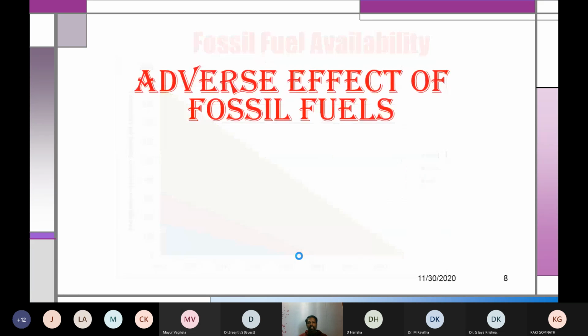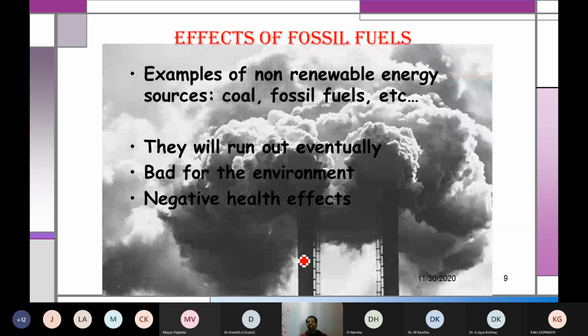Then the next one: even if fossil fuels are available, still they'll be creating a lot of issues. So the first one is with their availability. Availability also is an issue. The second one is, even if they are available, there are a lot of issues with fossil fuels. And the first thing is pollution. That's the biggest problem we have with fossil fuel. Pollution is one thing.